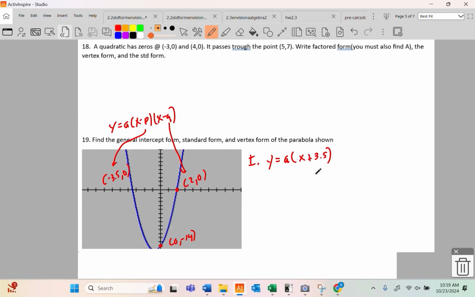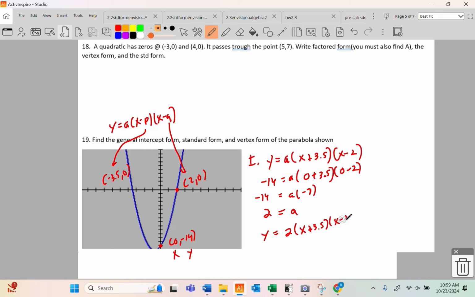This is how I figure out a, because I have an x and a y I can plug in. Negative 14 equals a times 0 plus 3 halves, and then 0 minus 2. So I end up with 3.5 times negative 2, which is negative 7. I divide out the negative 7, and I get an a value of 2. So part 1, I'm stuck at 2 times x plus 3 halves, which I'm going to clean up, times x minus 2. I'm going to distribute my 2 to make it look prettier. I'll have 2x plus 7 and x minus 2.